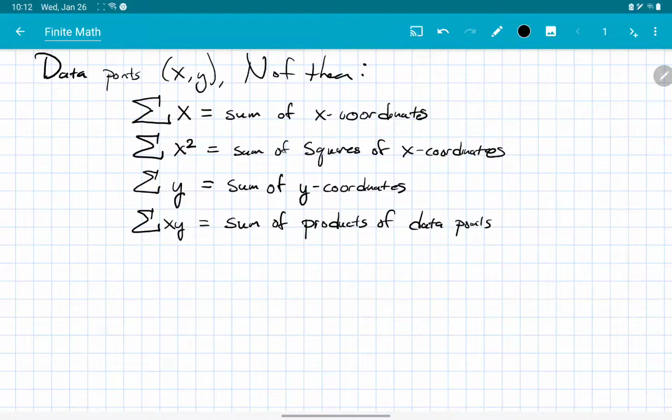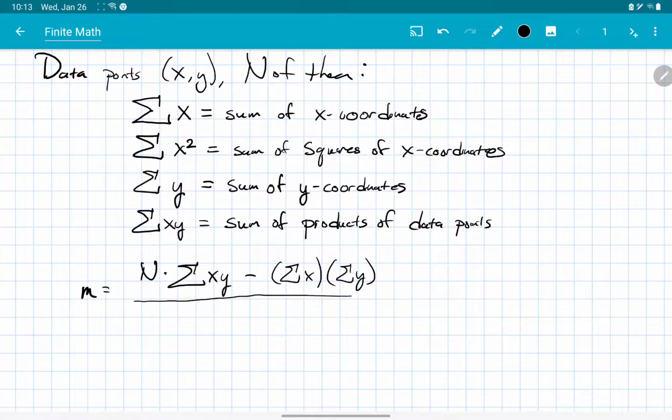Okay, so now I'm about to write down the formula for the slope and the intercept of the line of least squares. Okay, it involves these quantities. M is equal to n times the sum xy minus the sum x times the sum y, divided by n times the sum of the x squareds minus the sum of the x's squared. So that's the formula for the slope of the least squares line. And we'll do an example to see how this works.